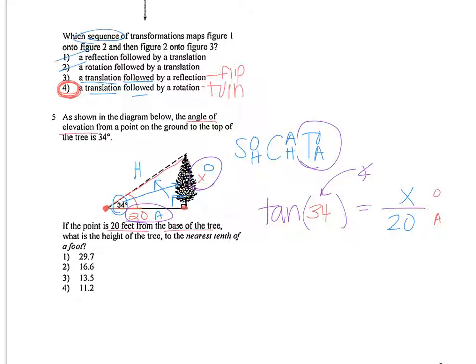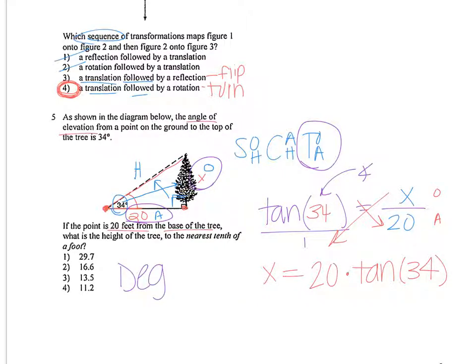So then, because X is in a fraction, I want to place a 1 underneath tangent to make that a fraction in order to cross multiply. X times 1 gives me X equals, now we have 20 times tangent of 34. You'll be able to type this into your calculator. If you are using a TI Inspire or a TI 83 or 84, you'll want to make sure that it's in degree mode.